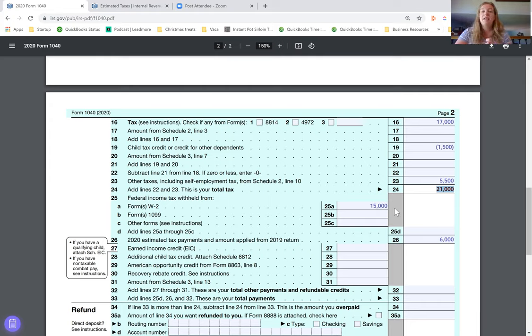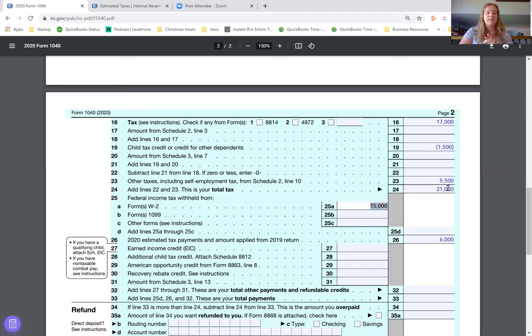W-4s can be updated anytime if you contact your accounting, payroll, HR department, whoever is the right person for your business. So you don't have to do this just annually, but oftentimes people set it up once and then they just call it good to go and they don't touch it ever again. But that's where this number is going to come into play.